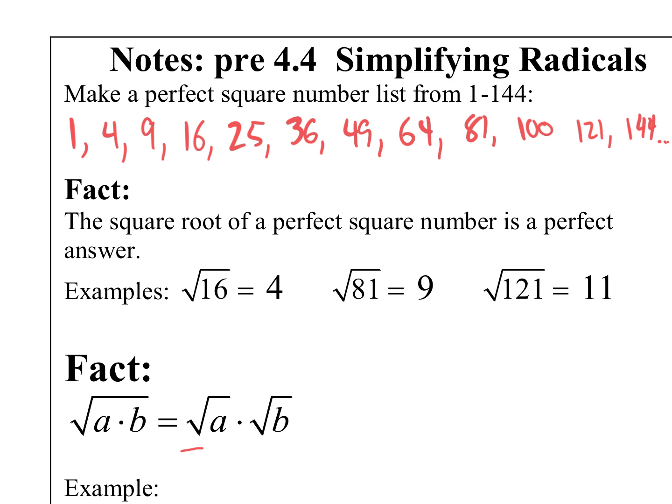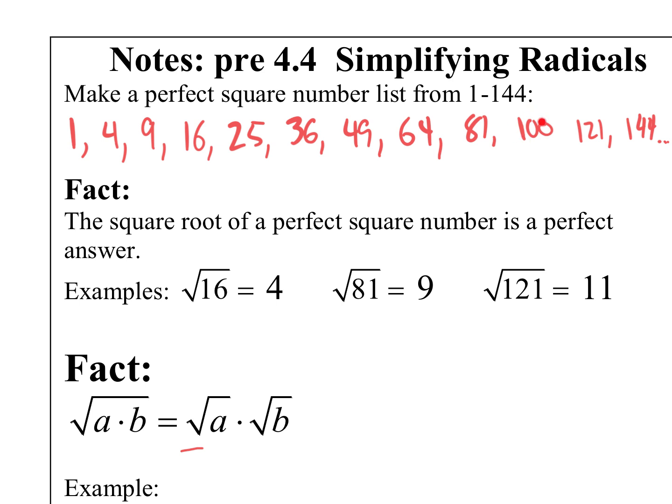What does a square root actually ask you? The square root of 16 is really saying what number times itself will give you the answer 16. That would be 4 times 4. What number times itself will give you 81? That would be 9, right? So the square root of any one of these is a nice, beautiful answer.